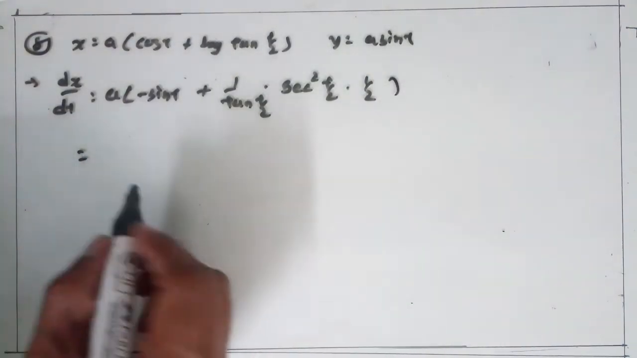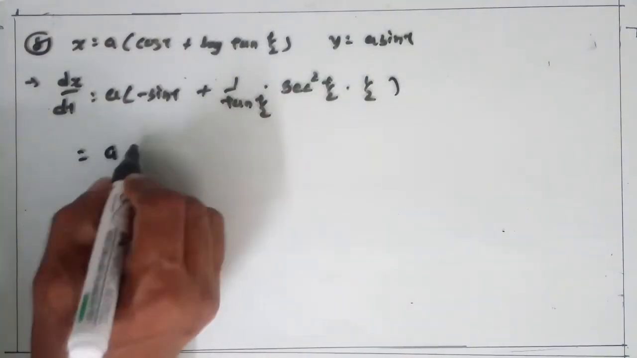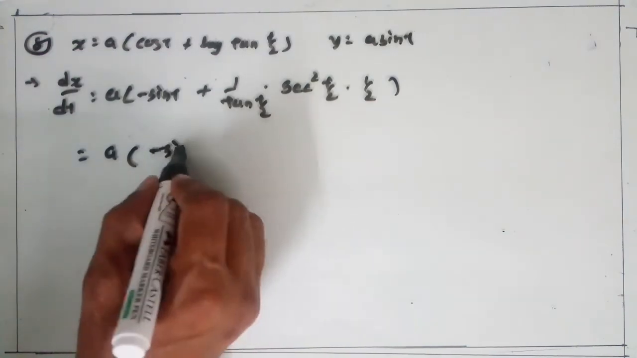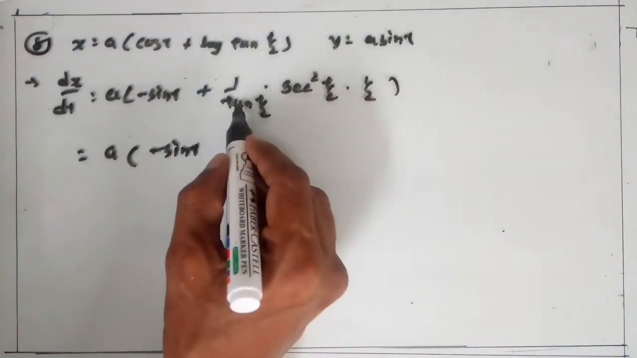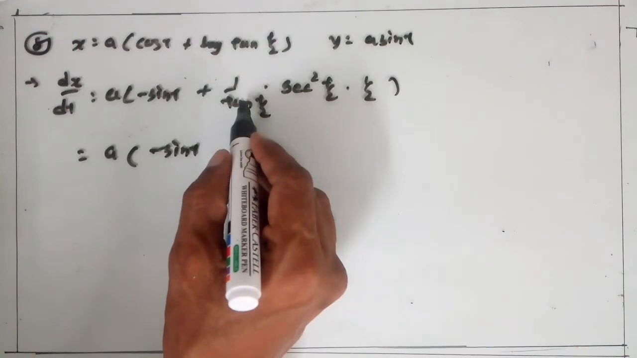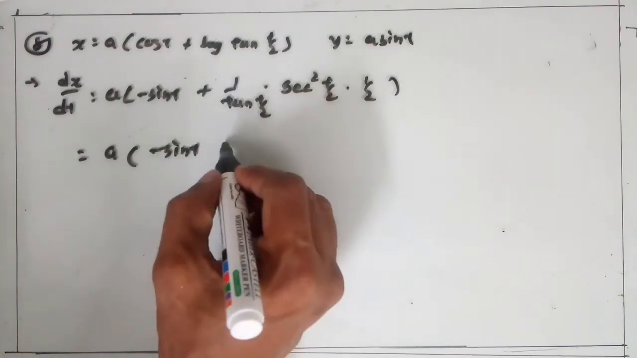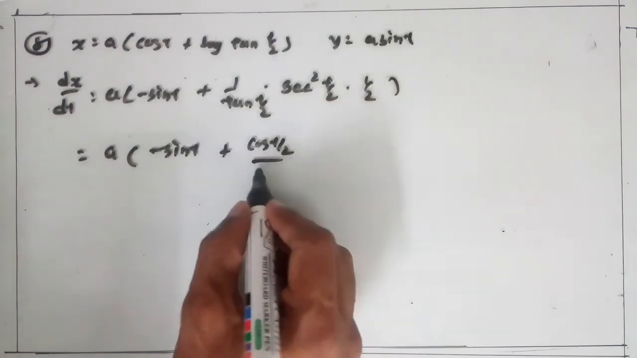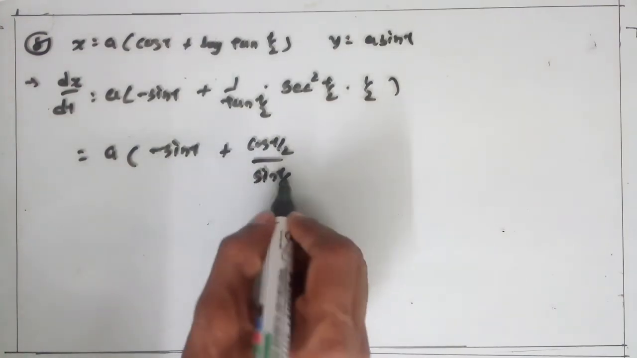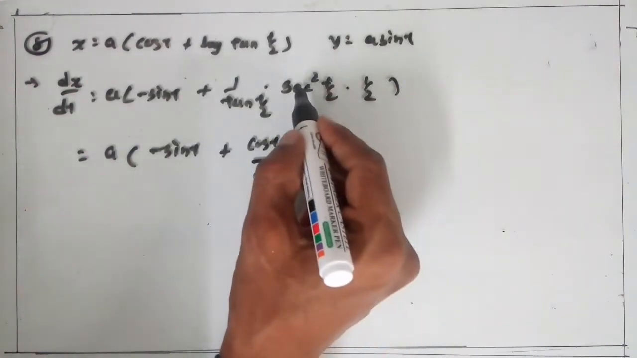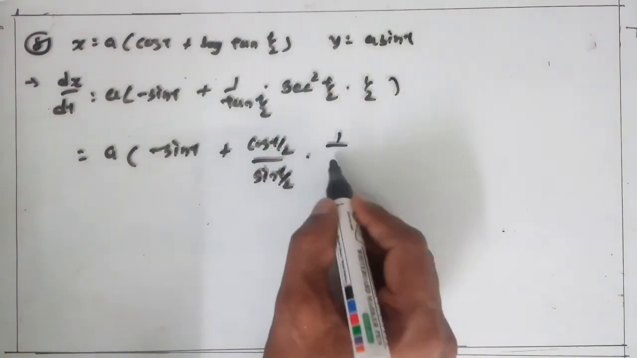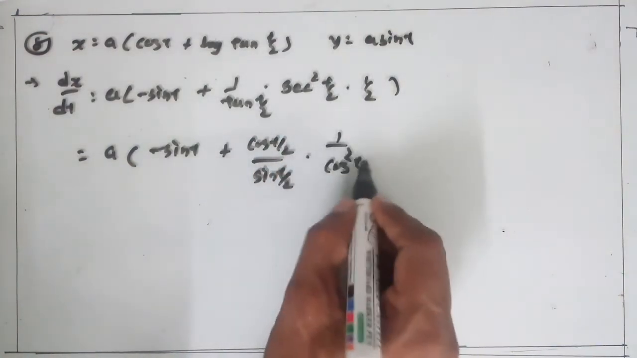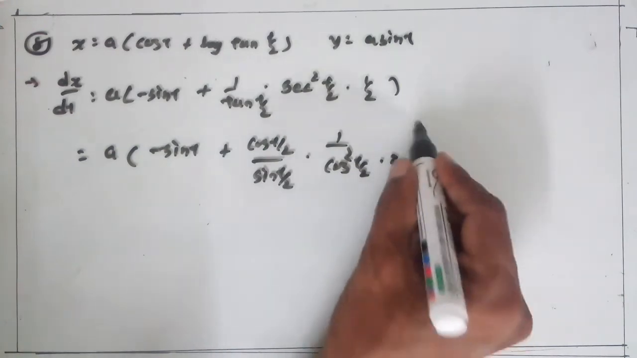Now simplify this. So we get a minus sin t, plus tan t by 2 is equal to sin t by 2 upon cos t by 2. So we get cos t by 2 upon sin t by 2 into sec square t by 2, which is 1 upon cos square t by 2, into 2, clear.